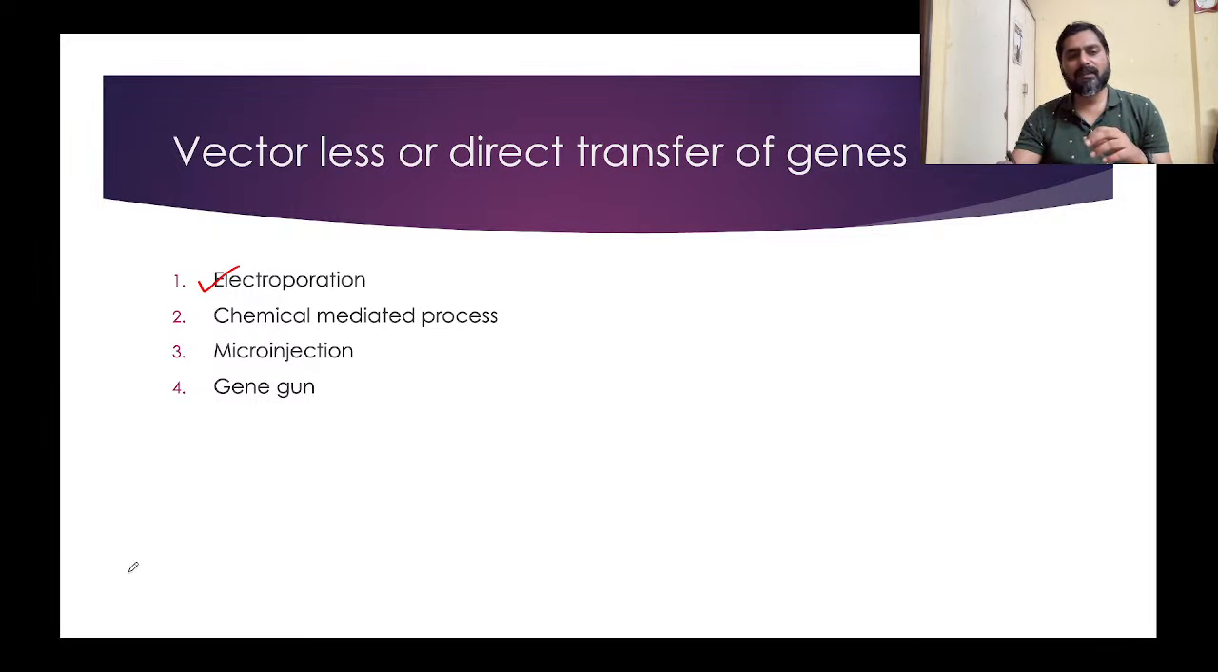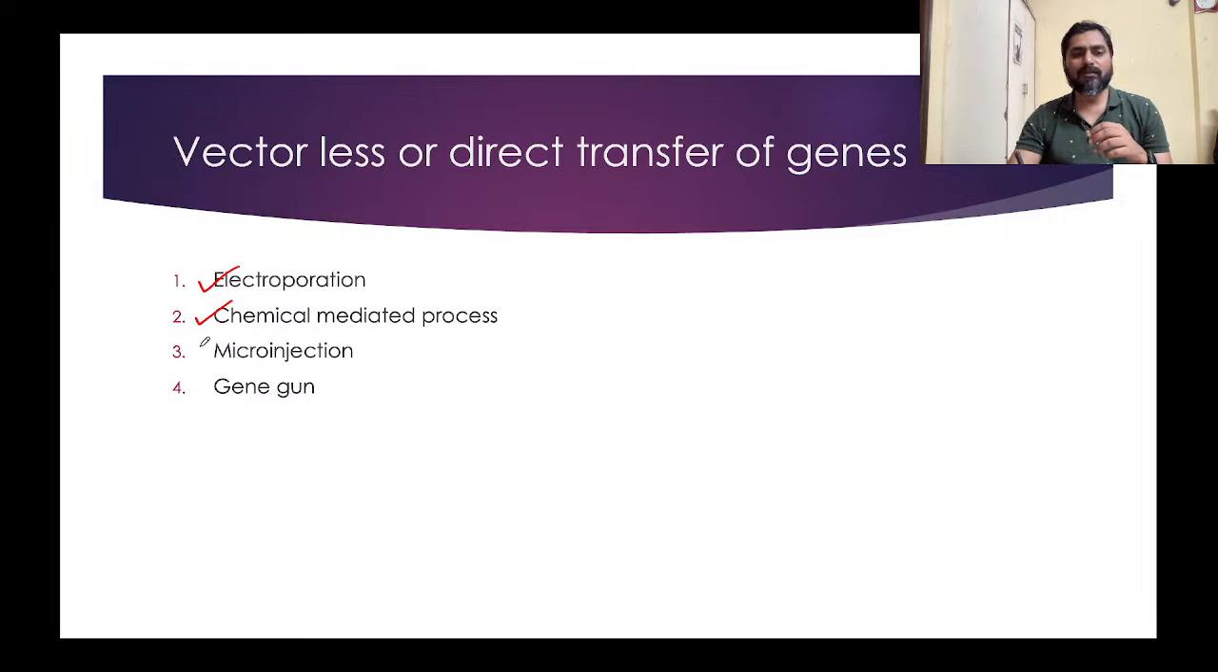Chemically mediated transfer is a similar method. It is just that instead of giving electrical shock, we give some chemical shock. In that we sometimes use chemicals like calcium phosphate. In the presence of calcium phosphate, these cells develop pores, so the desired genes can enter inside the host, and when you remove it from those chemicals, it automatically heals.